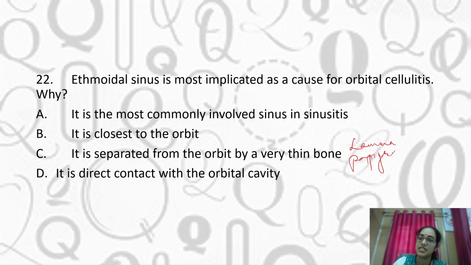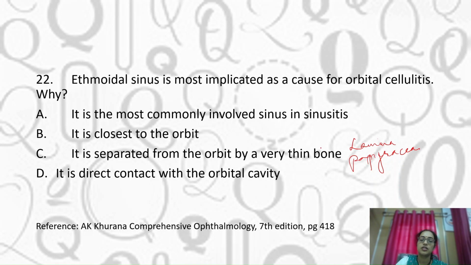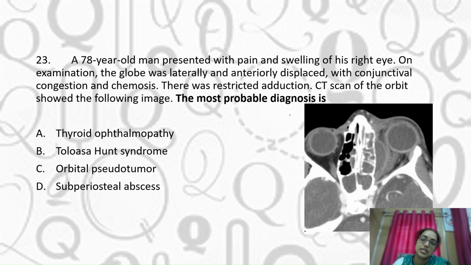So we have read this again and again. So it's an important point. So I am bringing it forth in many ways. Okay. So it's in direct contact. No, there is a bone that separates the two. So the right answer here is C. So the ethmoidal sinus is the most common cause for orbital cellulitis because there is a very thin bone that separates the orbit from the ethmoidal sinus.